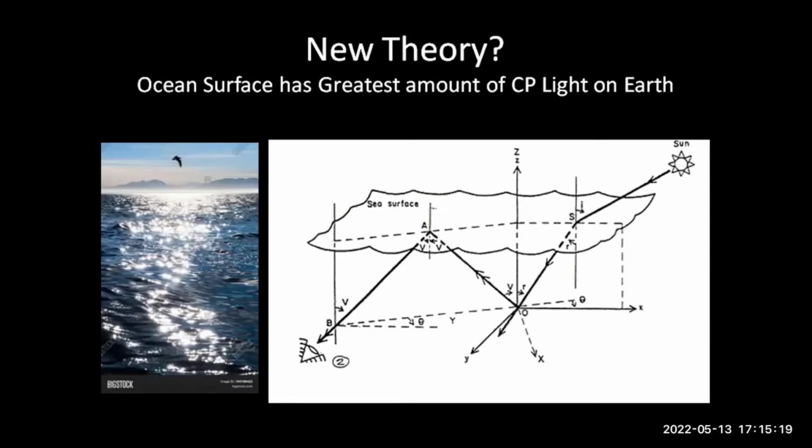So we need a new theory. So in this new theory, maybe we should ask first, where on Earth do we have the greatest amount of circularly polarized light? And it turns out that where you can find the greatest amount of circularly polarized light is at the ocean surface, very close from below the ocean surface. So how does that come about?